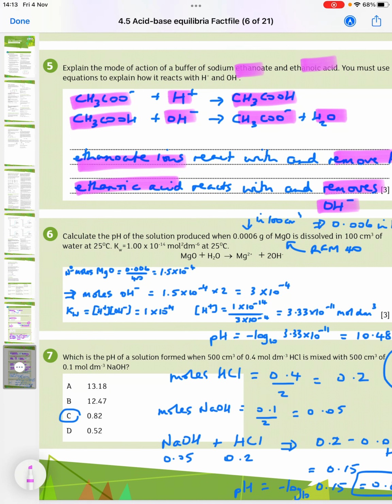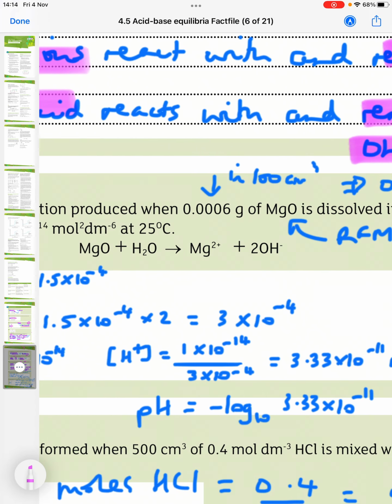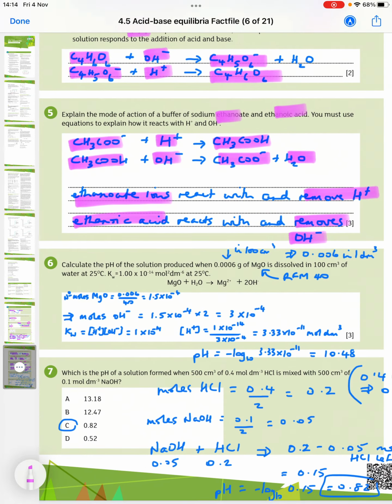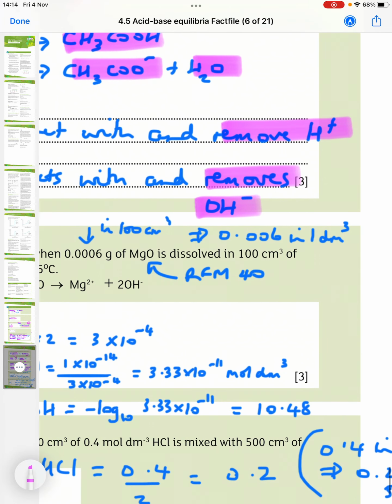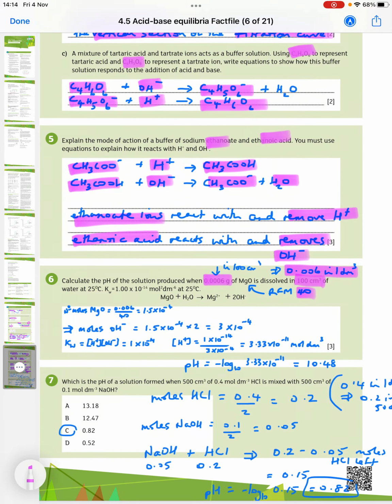Right, number 6, and I've had to do this one very small because there's quite a lot to fit into the space. So calculate the pH of the solution produced when 0.006 grams of magnesium oxide is dissolved in 100 cubic centimetres of water at 25 degrees C. Kw is 1 by 10 to the minus 14 at 25, and it gives you the equation there. MgO plus H2O gives you Mg2+ and 2OH-. So what I've done to start with is, you can see it's 0.006 grams in 100 cubic centimetres, so that means it's 0.06 in 1 litre. And the formula mass is 40.